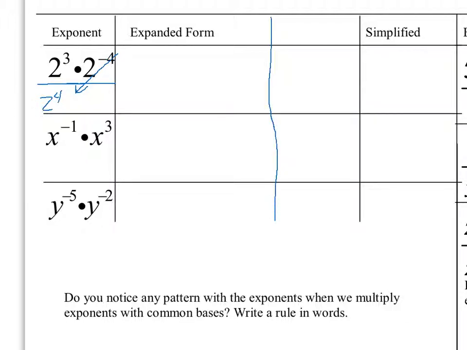I'm going to create some space over here. So we have 2 to the third, we're expanding on top, 2 times 2 times 2. And on the bottom, after that move, we have 2 to the fourth, 2 times 2 times 2 times 2. We want to go ahead and do our simplification by canceling out. Cancel, cancel, cancel, cancel, cancel, cancel. And I've got one 2 left over.